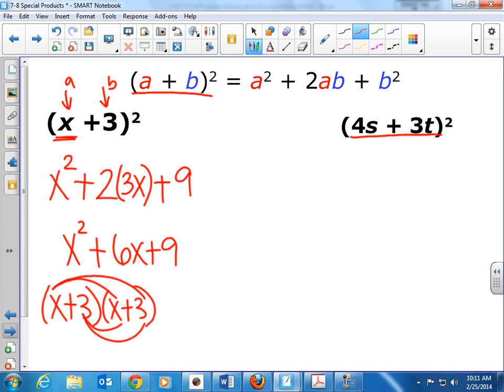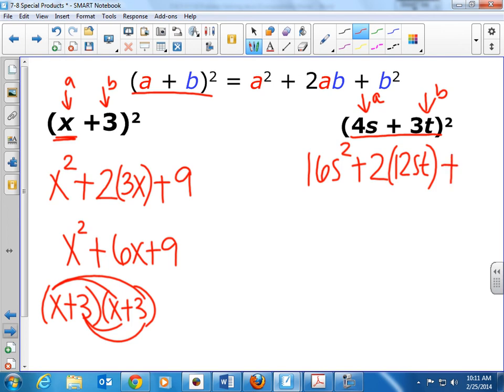And that special answer is whatever my a term is, which is 4s squared. So what's 4s squared? It's 4s times 4s, 16s squared. Then I have 2 of whatever my a times my b is. Well, a is 4s, b is 3t. Multiply those together. 4 times 3 is 12, and s times t is st. And then I'm going to have whatever my b term is, which is 3t squared. 3t times 3t is 9t squared.